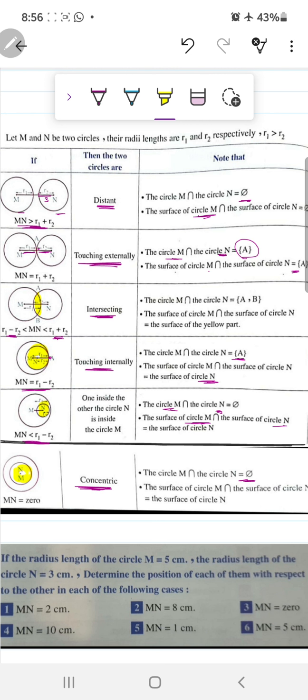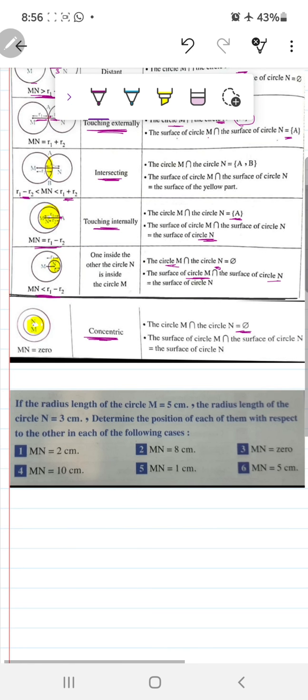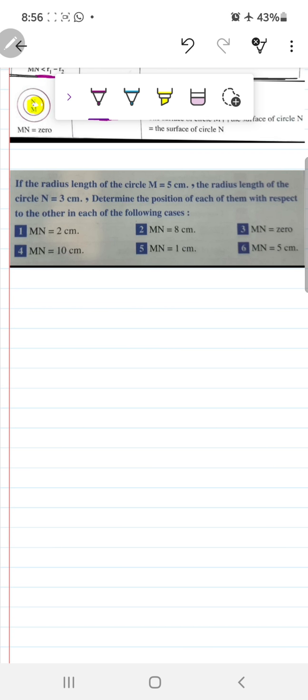Okay, let's take some examples. Number 1: here, if the radius length of circle M equals 5 centimeters, so we have here R1 equals 5 centimeters.